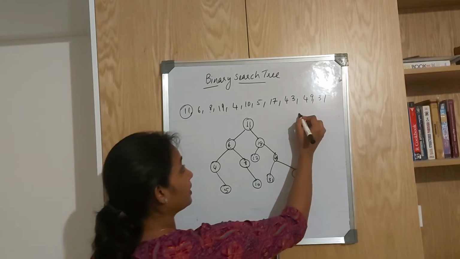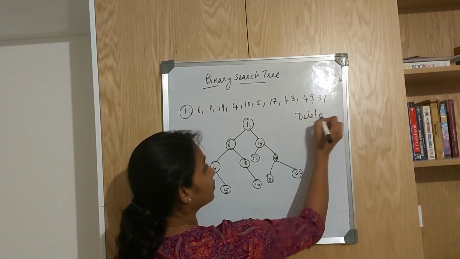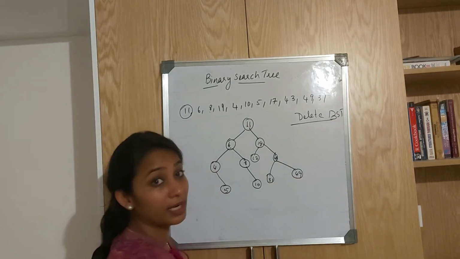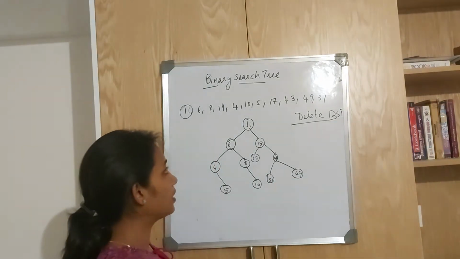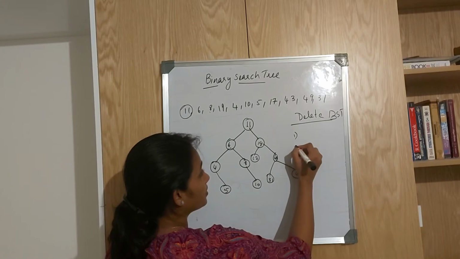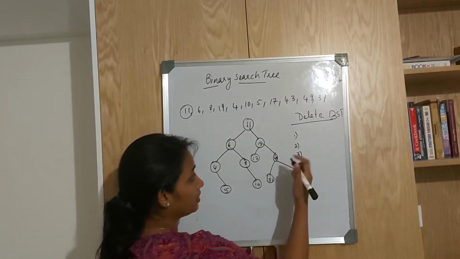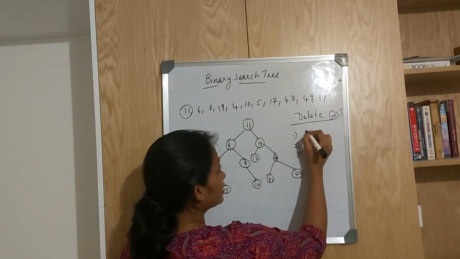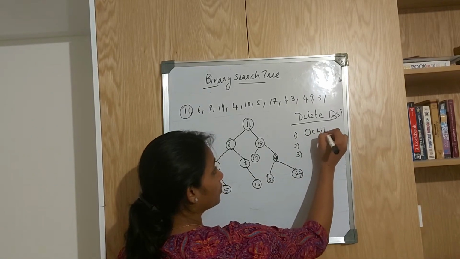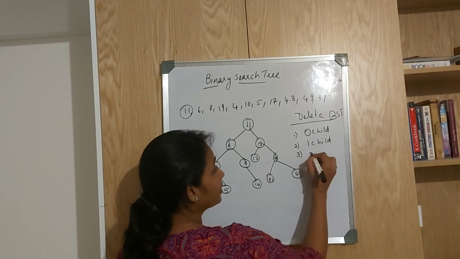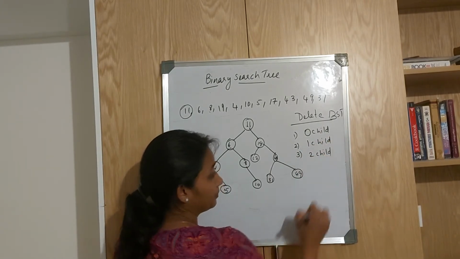Now next thing is how to delete a node from a binary search tree, BST. So now here there are three ways. There are three conditions before you work on a deletion. If a node is having 0 child, how do you delete it? If it has 1 child, how to delete? If it has 2 child, how to delete?